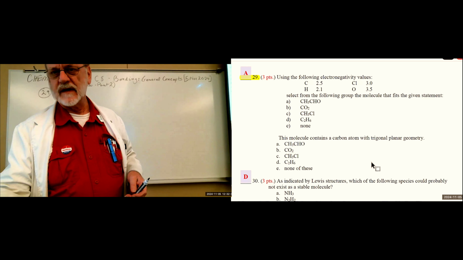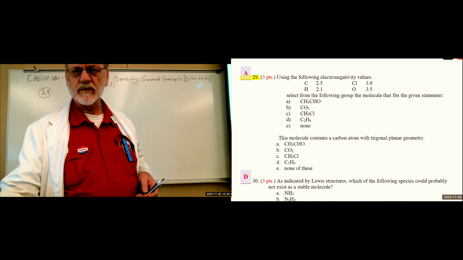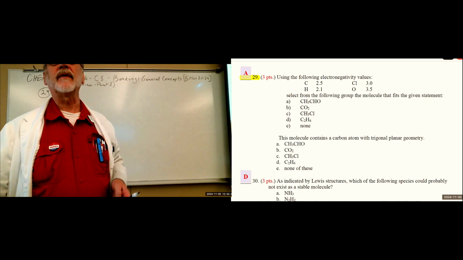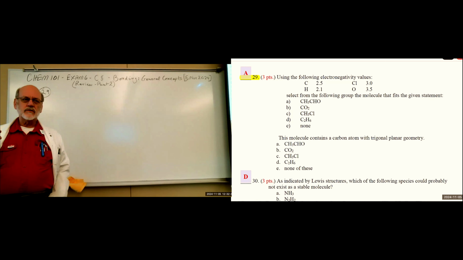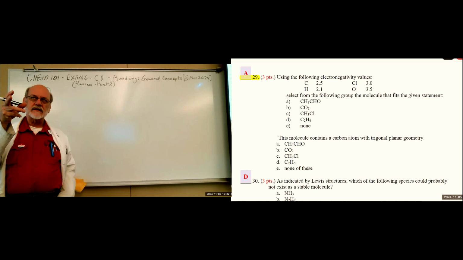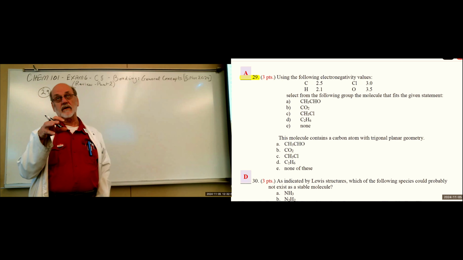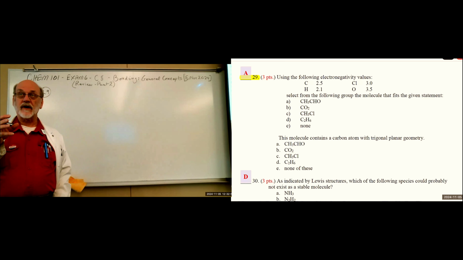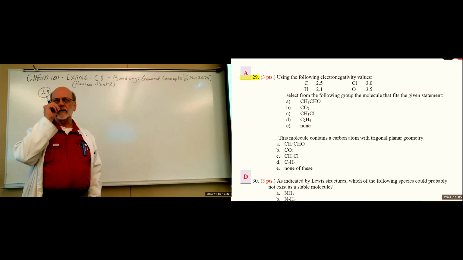Okay. Let's see. Not much I can do about that. I'll read it from up there. So using these electronegativities, we're given carbon is 2.5, hydrogen 2.1, chlorine 3, oxygen 3.5. Select from the following group the molecules that fit the given statement.